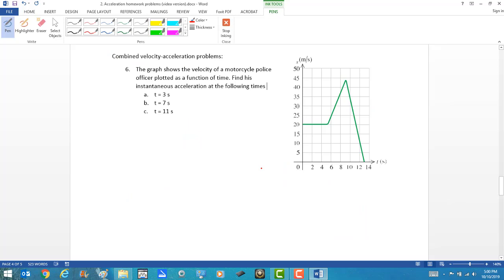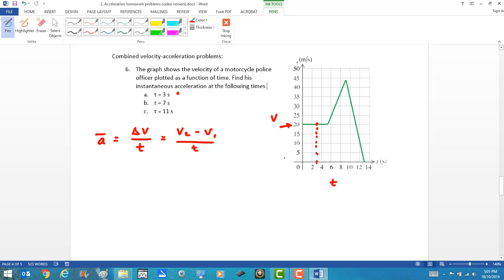This one is plotting the velocity of a motorcycle cop. So time is down here and velocity is right here. So at time equals 3 seconds, which is right here, come up. That intersects the graph right here. What is his acceleration there? Well, we know his velocity is 20 meters per second, and it's not changing. Between about 0 seconds and 5.5 seconds, it doesn't change. So he's just moving at a constant velocity.